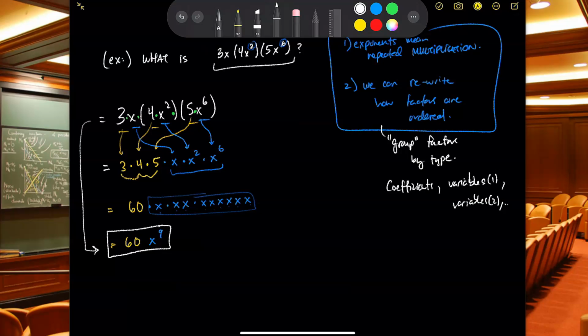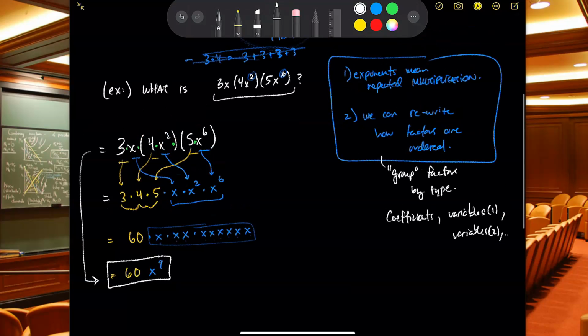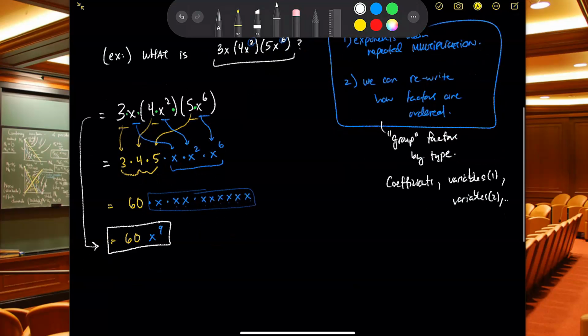So what did we do? We realized that exponents mean repeated multiplication, and that we can rewrite factors in a different order. So we had the type of coefficients out front, and then variables to the side. And then we break them apart and then count. How many x's do we have?